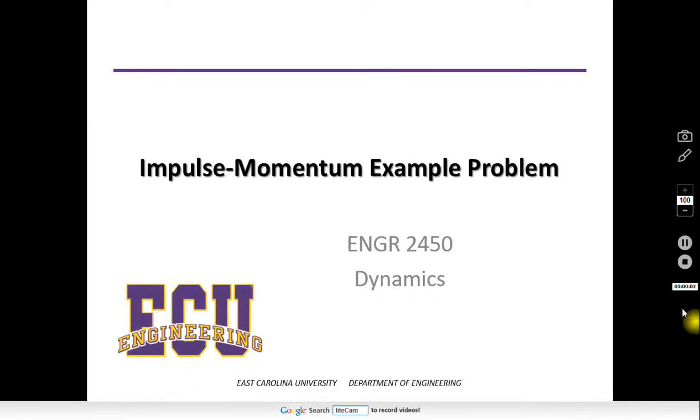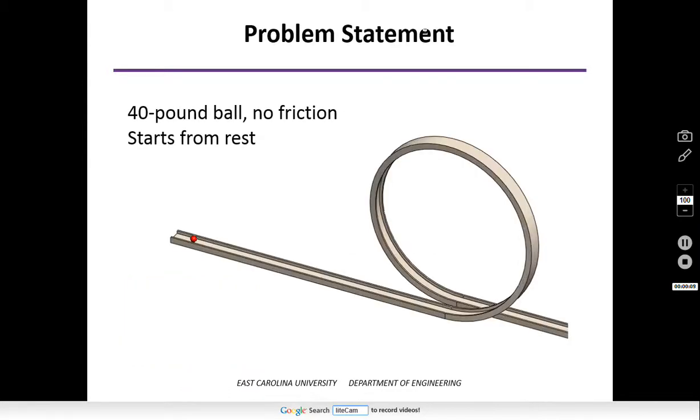Here's an example problem using impulse and momentum. It's actually a variation of a problem that we worked earlier with work and energy. In fact, we're going to have to use work and energy along with impulse momentum to solve this problem. You might remember this problem from earlier.